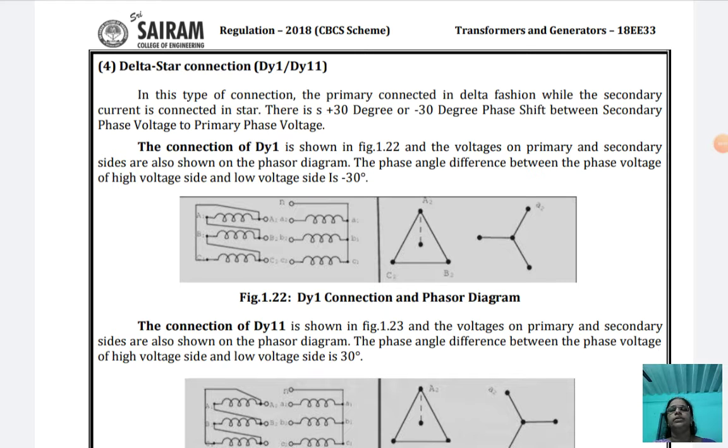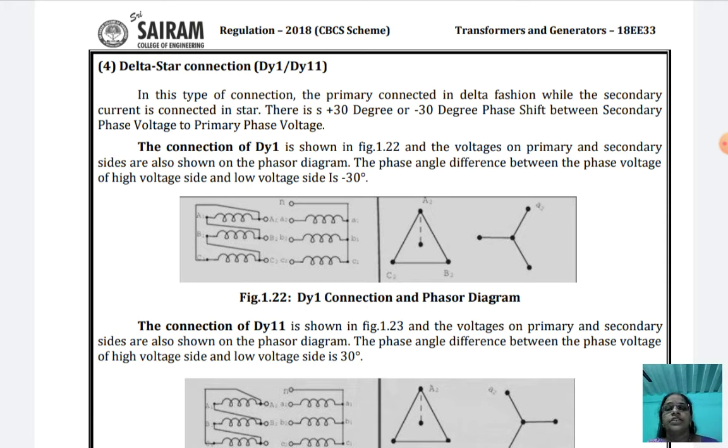Dear student, now I give a lecture on the vector group of three-phase transformers, continuation. In the previous lecture video, we studied three types of transformer connections of vector group of three-phase transformer. In this lecture video, this is the fourth type of connection, that is the delta-star.